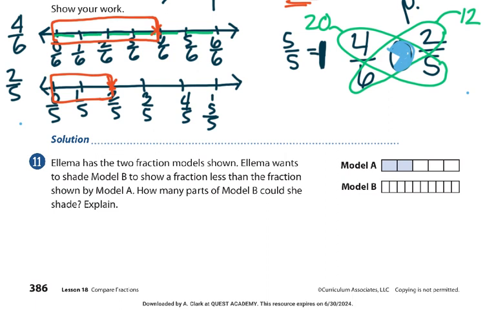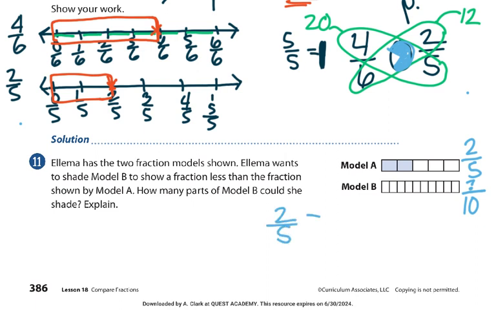So what is the first model drawn? How many parts is it broken into, Levi? 2. No. How many cuts did they make? How many pieces are on that? Did you say 5? And how many are colored in? 2. So 2/5 is the model. What is model B cut into, Emma? How many parts is model B? 10. And then I have this unknown because I don't have it figured out yet.